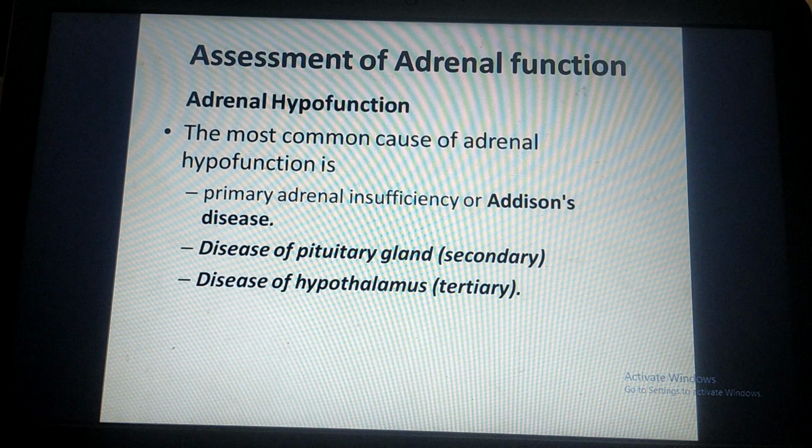Then sometimes the cause may be secondary, due to disease of the pituitary gland. Here ACTH secretion is decreased, therefore stimulation of the adrenal gland is decreased, leading to decreased cortisol synthesis. In this secondary cause, the adrenal gland is normal and it is responsive to ACTH. Very rarely, the hypothalamus is defective and synthesizes less CRH, which stimulates the pituitary gland, and decreased synthesis of ACTH is seen, which decreases the synthesis of cortisol. So in the secondary and tertiary cases, the adrenal gland is normal and responsive to ACTH.